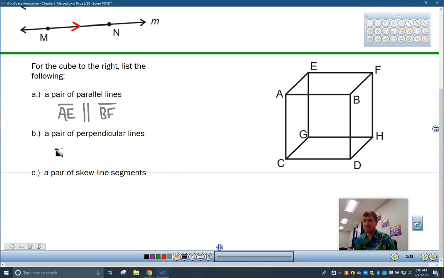A pair of perpendicular lines. Let's stick with AE is perpendicular to CA, okay, because they form that 90-degree angle there. And a pair of skew line segments. So that would be like, let's stick with AE and CD. See, they don't intersect with each other. Even if they were extended, you wouldn't have intersection, but they are definitely not parallel.